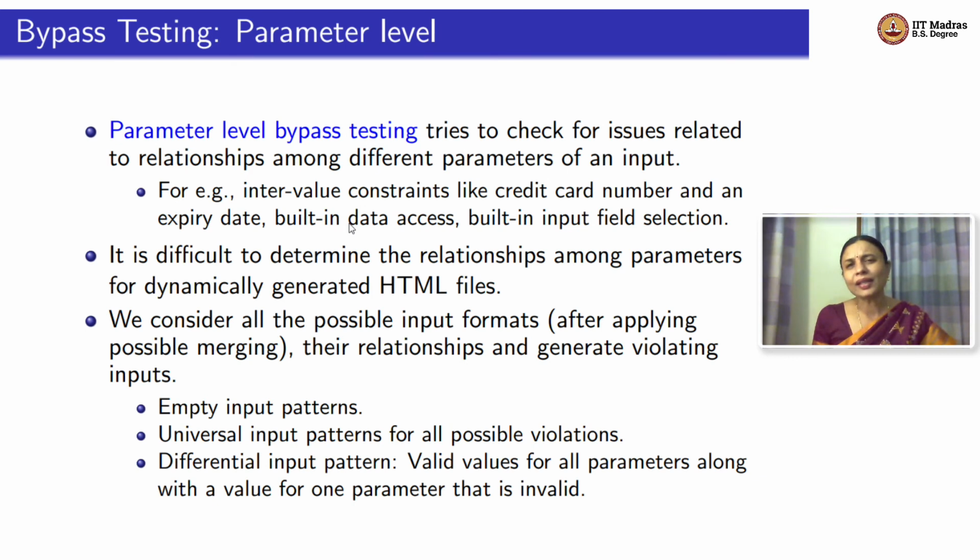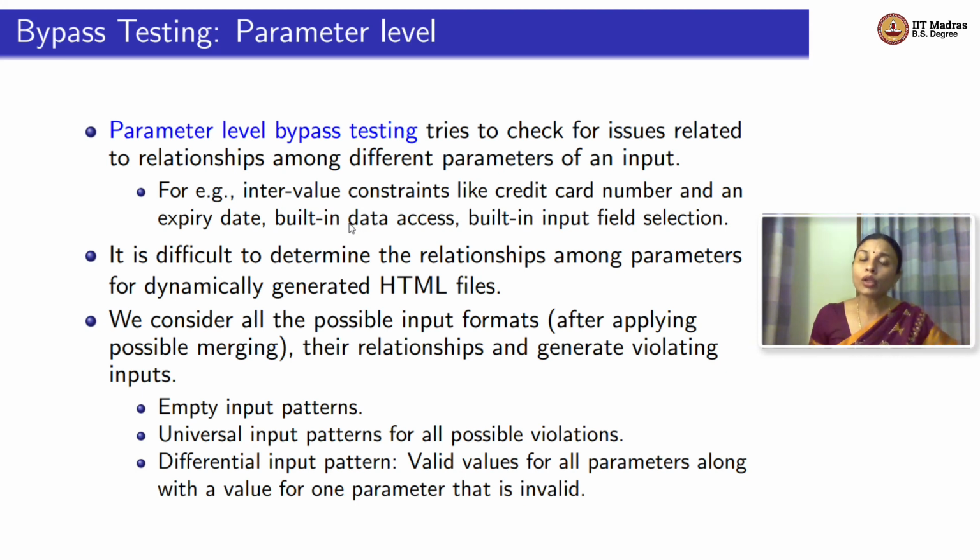And then the trivial parameter level bypass testing that you can do is pass an empty parameter. Like you give credit card number, cardholder's name, and expiry, pass an empty string for cardholder's name as one of the parameters, see what happens. Similarly, you could pass some universal pattern for all possible violations. Just change the date using a universal pattern for date and see what happens if that particular parameter is changed. Or you could keep valid values for all but one of the parameters, just change that and then see what happens. So these are generic parameter level bypass testing test cases that you can come up with.